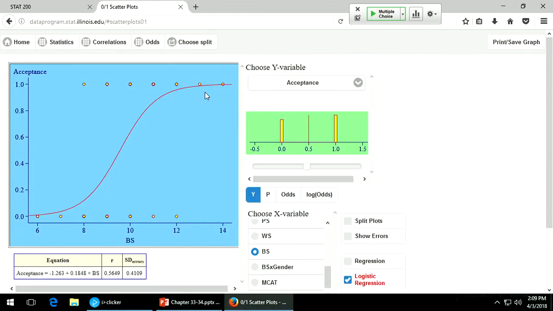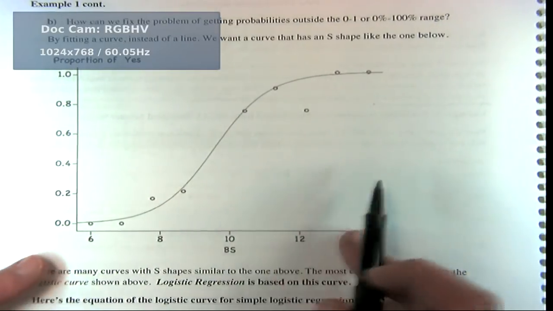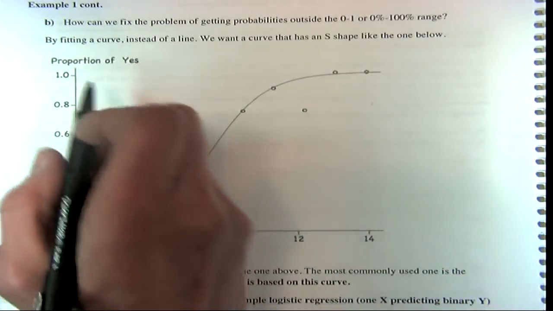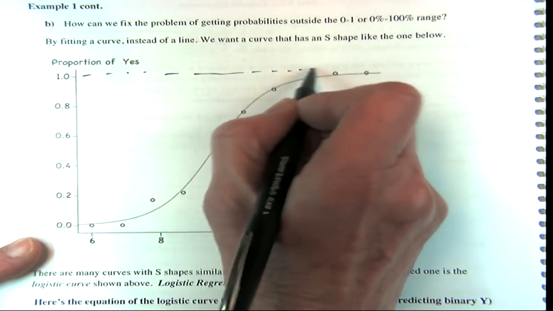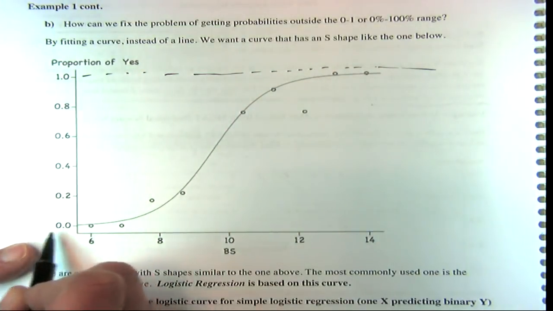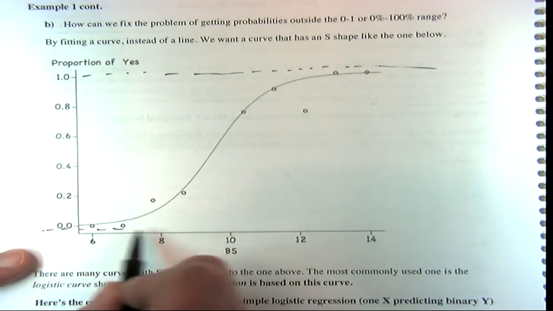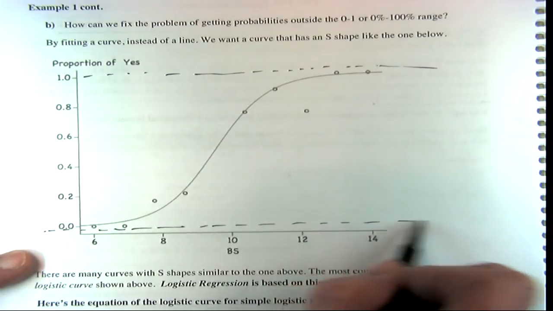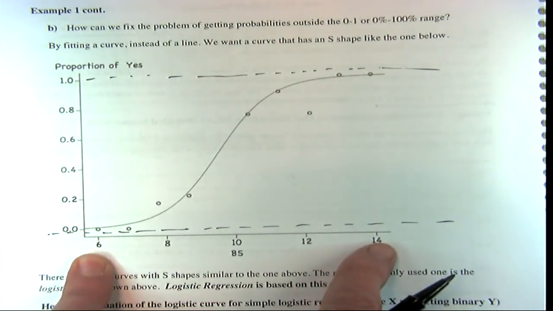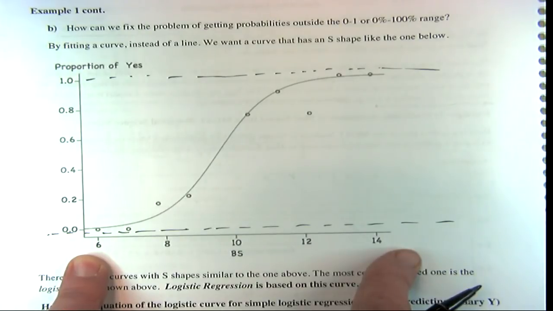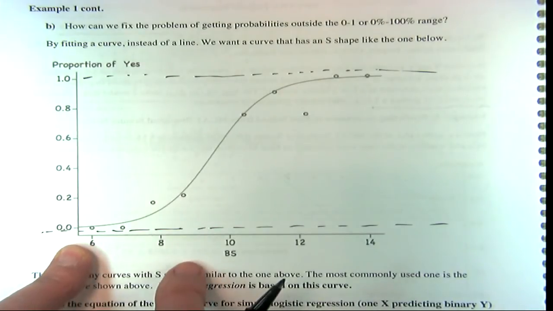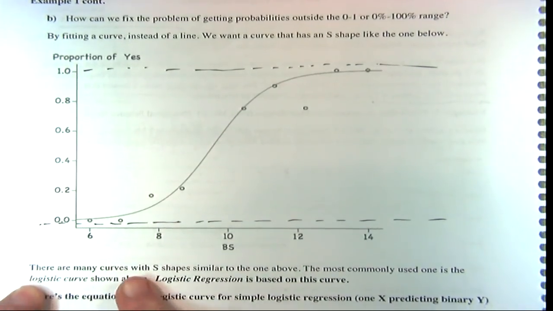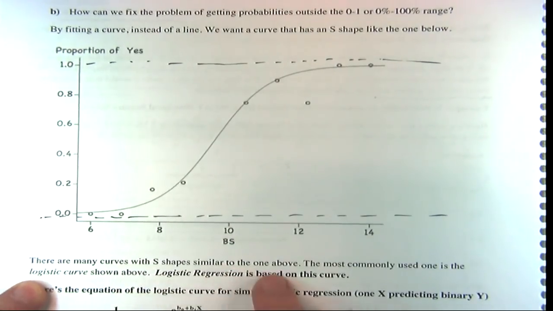All right, so let's go back to the document camera here. So what do we want? We want a curve right here that's bounded, that the y-axis can't go over 1. So we want it bounded here. And it can't get to be less than 0, the y-axis. The x-axis, in this case, we just have positive x, but we could have a negative x. So we want it to look like this, right? And so we want this S-shaped curve, similar to the one above.